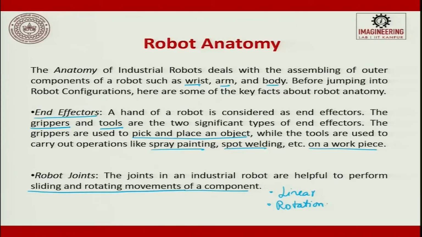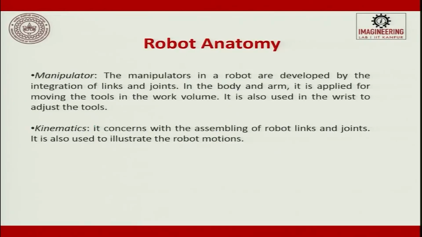Of course, if you combine these two, you can also have helical motion. But if you can do these two operations, basic linear and rotational, that is done by a robo joint. So, gripper, joint. And next is manipulator. The manipulator in a robo is developed by integration of links and joints.